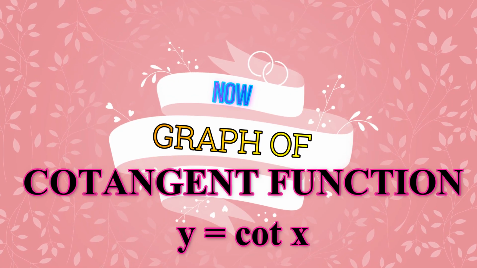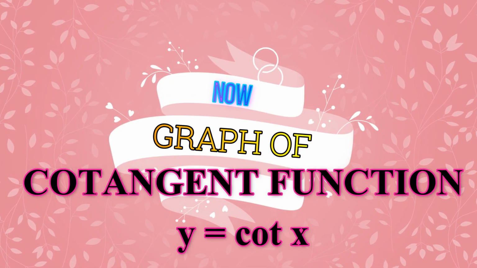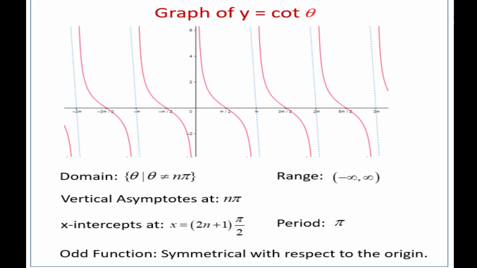Now let us see the graph of cotangent function, that is y equal to cot x. As cot x is the multiplicative inverse of tan x, that is cot x equal to 1 upon tan x, taking the reciprocal values of tan x, we can find the corresponding values of cot x, and by plotting the points we will get the graph of cotangent function as shown here.